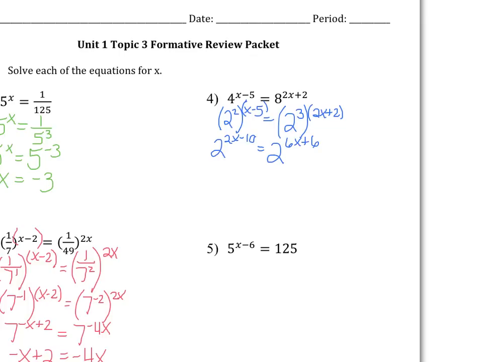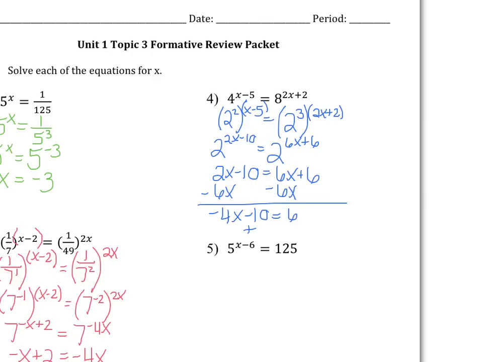Because I have the same base, I can write a new equation where my exponents equal each other. And I'm going to have 2x minus 10 equals 6x plus 6. I'm going to subtract 6x on both sides to get negative 4x minus 10 equals 6. I'm going to add 10 on both sides to get negative 4x equals 16. And then I'm going to divide by negative 4 to get x equals negative 4.